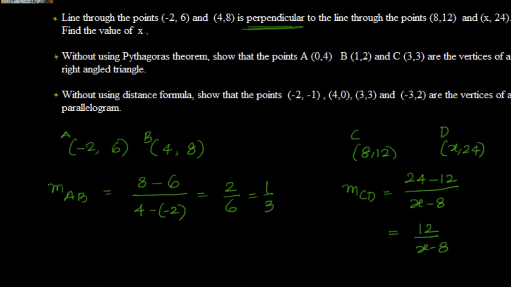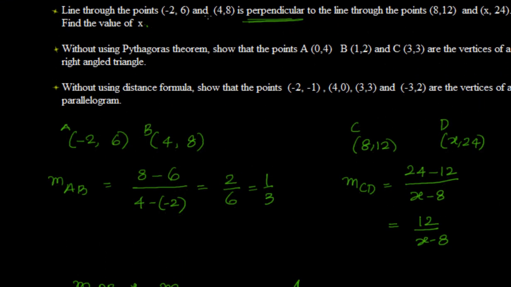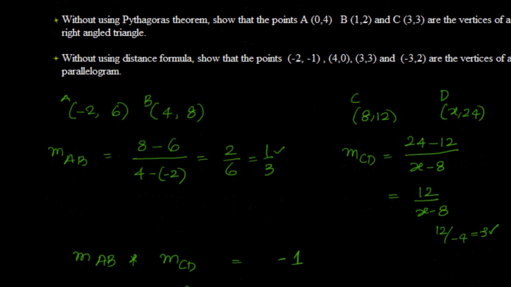If the value of x is 4, then the line segment AB is perpendicular to the line segment CD. We want to cross check that. We know the slope of AB is 1 by 3, so we should get the slope of CD equal to -3. Substitute x equal to 4, you will have 12 by -4, that's equal to -3. So our solution is correct. Let's go to the next problem.